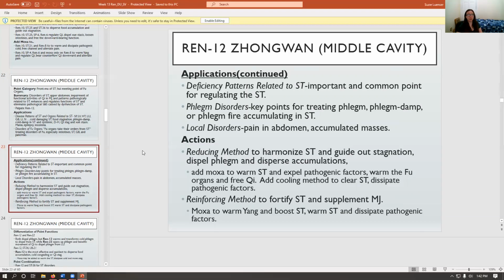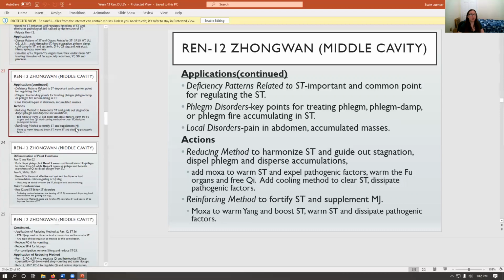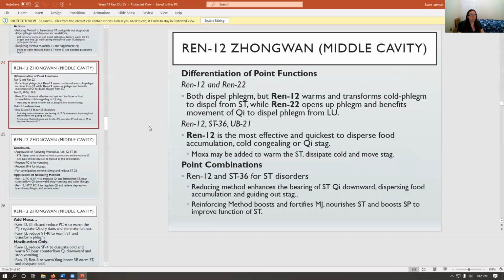We may reinforce, we may reduce. We can also add moxa to this point. We may even use cooling method on Ren 12 if it is necessary.